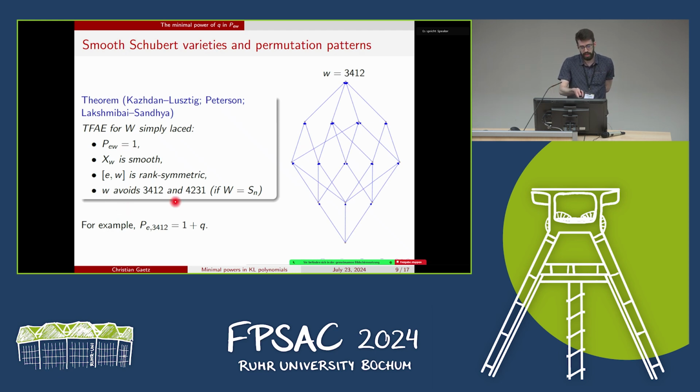For example, if we looked at P from the identity to 3, 4, 1, 2, well, 3, 4, 1, 2 itself certainly contains the pattern 3, 4, 1, 2, and therefore doesn't avoid it. So the polynomial should be not just 1, and indeed the polynomial is 1 plus Q. We see on the right here what the Bruhat interval below w looks like, and we notice that there are 4 elements in the first rank below the top, and only 3 here. So that is not rank symmetric.